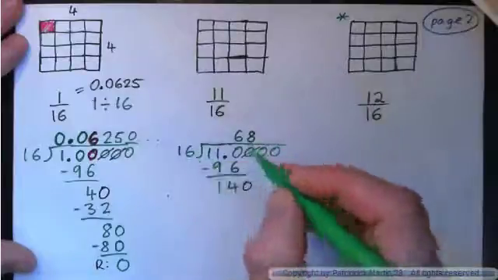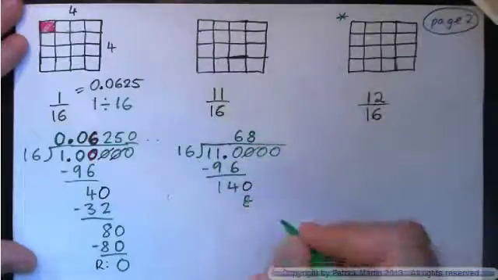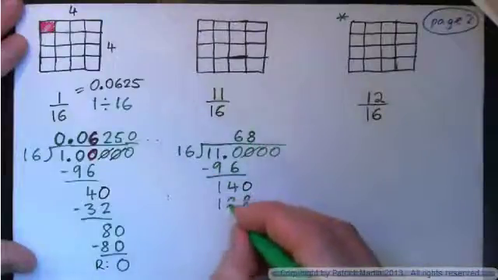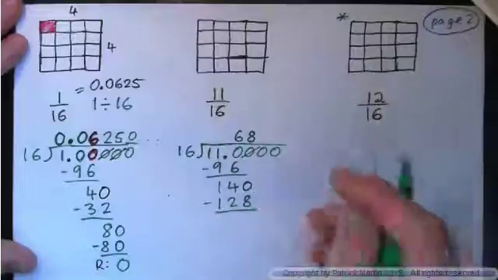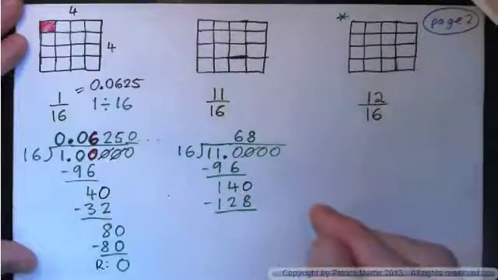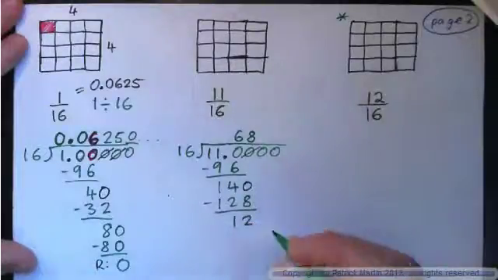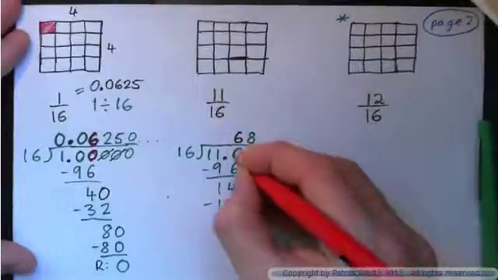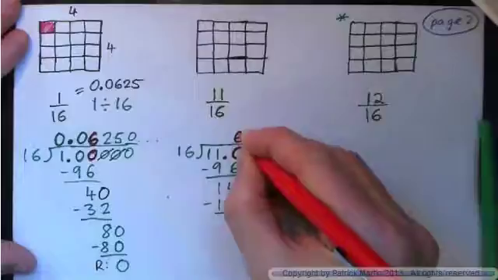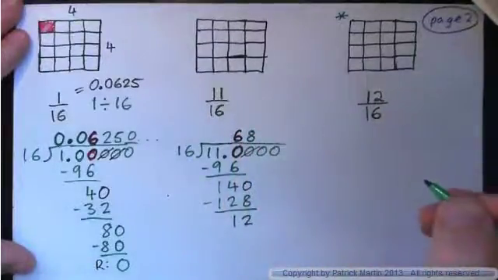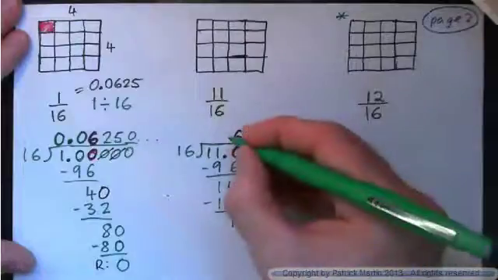8 times 6 is 48, carry the 4. 8 times 1 is 8, and 4 is 12. Subtract. 140 subtract 128 is 12. Okay, so are you okay to there? Remember that this first 6 has to go right above this 0 here. That has to happen. And then where's your decimal point in the answer going to be? It's going to be right here.